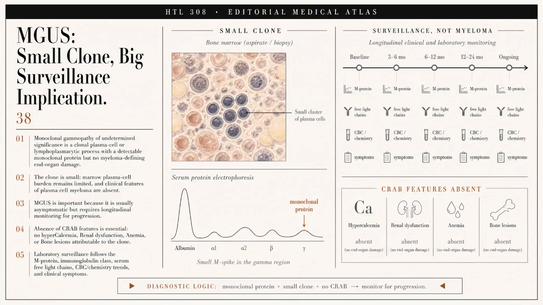The histotechnologist's expertise in specimen processing, staining quality, and collaboration with pathology and clinical teams ensures accurate diagnosis and appropriate patient management. As we proceed, we will delve deeper into plasma cell myeloma, exploring its pathophysiology and the clinical criteria that distinguish it from MGUS, reinforcing the continuum of plasma cell disorders and the laboratory's role in their diagnosis and monitoring.